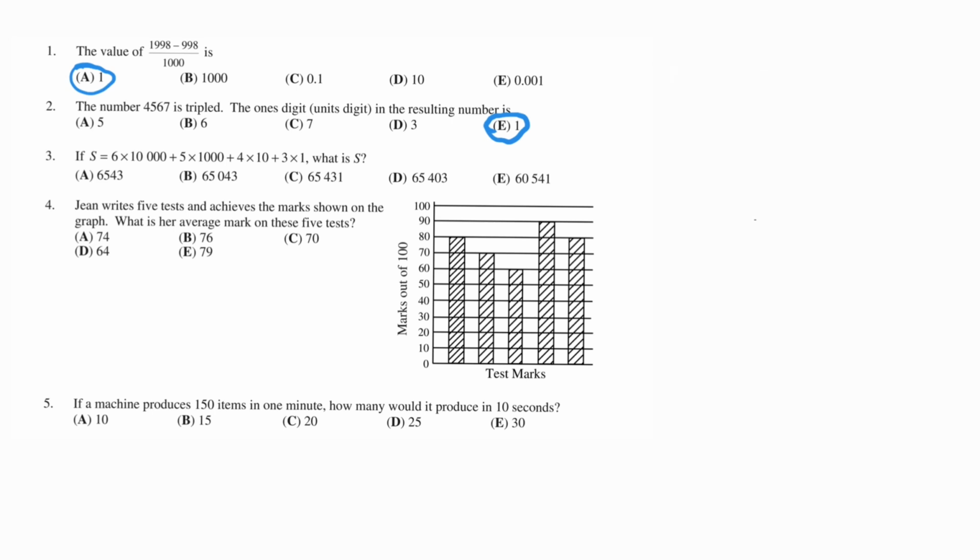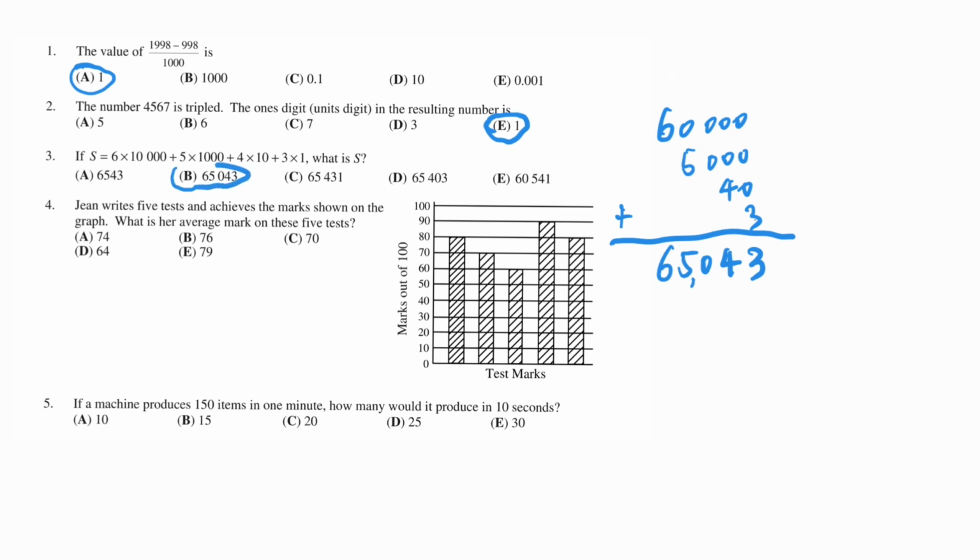Number 3. If S equals 6 times 10,000, that's 60,000. 5 times 1,000 gives us 5,000. 4 times 10, 40. And 3 times 1, that's 3. Add them together, gives us 65,043. So the answer is B.